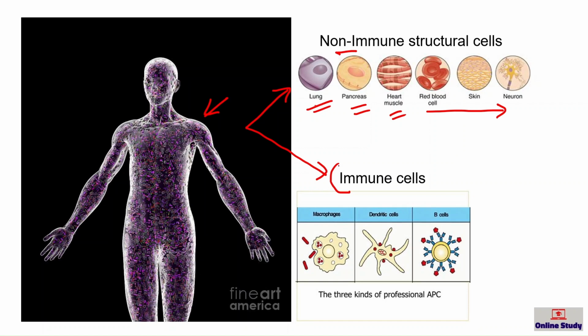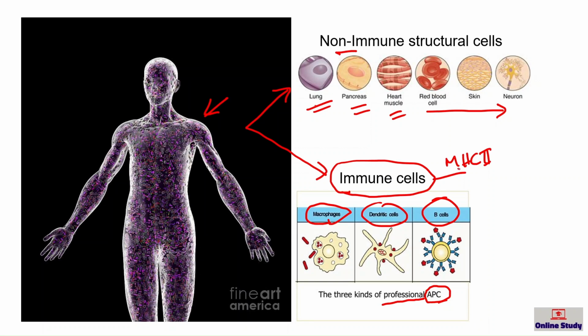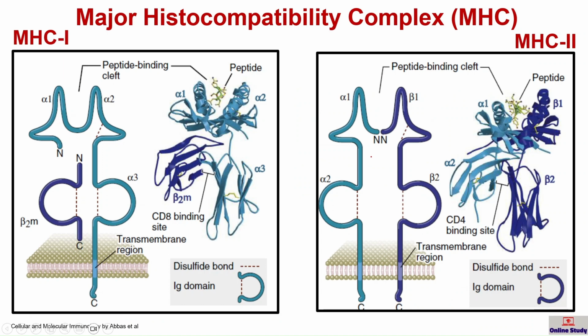For the immune cells, there are cells called APC or antigen presenting cells. These are mainly the macrophages, dendritic cells, and B cells. Those are called professional APCs, and these APCs express the MHC2. But all cells, non-immune cells and immune cells, express the MHC1. So let's go to the structure of the MHC1 and MHC2 molecules. Those are very important for the antigen presentation.